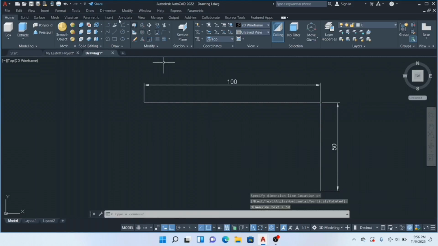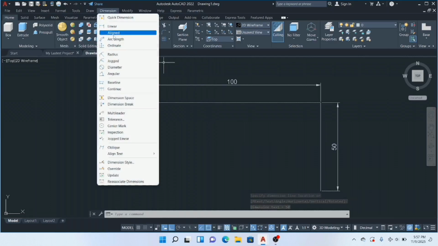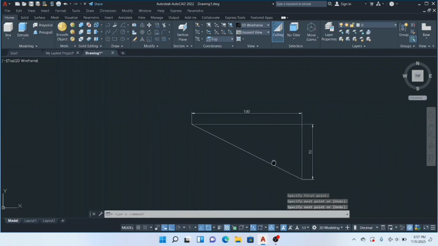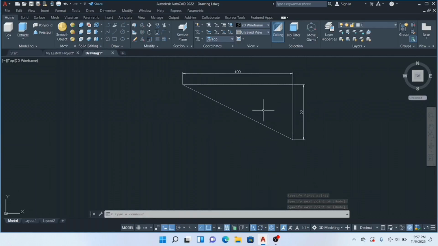The next one is the align dimension. The align dimension is used to determine the true dimension of an inclined entity. So I'm going to draw an inclined line, and I'm going to use the align dimension to determine the dimension of the inclined line.